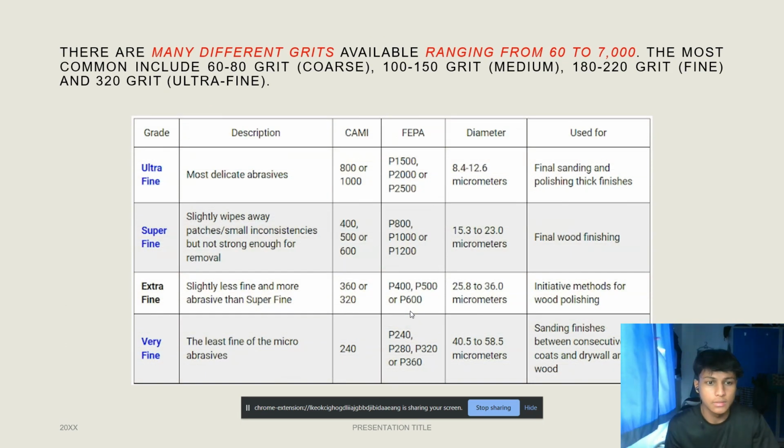There are four grades in the sanding process: ultra fine, super fine, extra fine, and very fine. For our product, the first step we use is extra fine, which is 350, as an initial method for polishing. Then we use super fine, which is 400, for final finishing, and lastly we use ultra fine, which is 1000, for final sanding and polishing to make the surface clear and smooth. So that's all from me. Thank you.